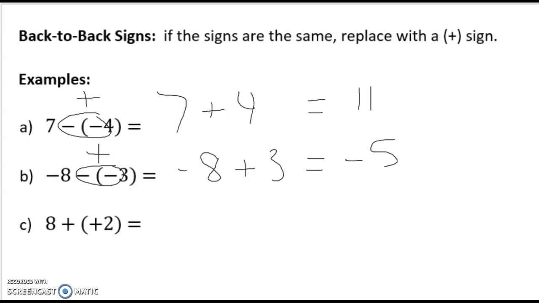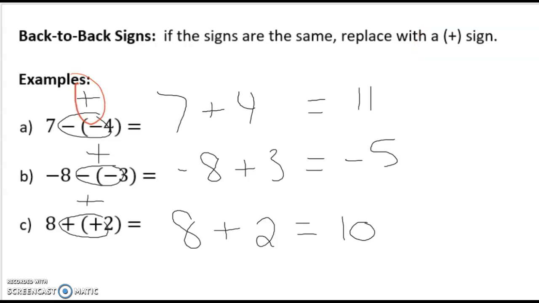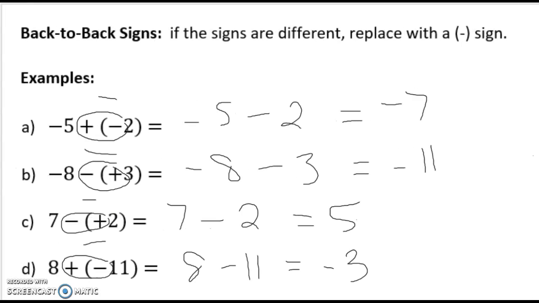And the last one says 8 plus +2. So we're going to replace with just one positive. That's actually saying 8 plus 2, and that gives you 10. So if the signs are the same, you replace with a positive sign: 2 negatives make a positive, 2 positives make a positive. When the signs are different, you replace with a negative sign. Negative and a positive, negative. Positive and negative, negative.